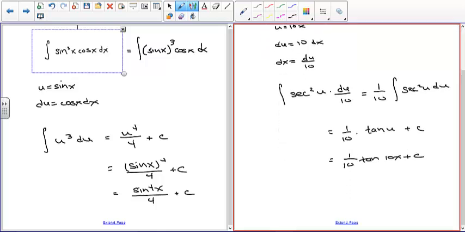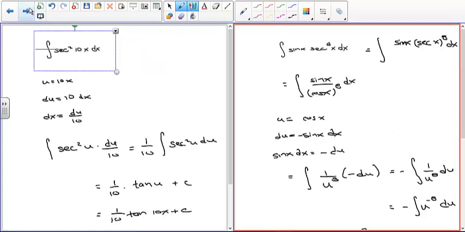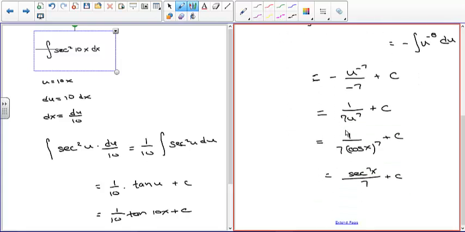Then we get 1/10 the tangent of 10x plus c. U is the cosine of x here, so you get 1 over 7 times the cosine of x to the 7th. And I rewrote this as the cosine is 1 over the secant, or the secant is 1 over the cosine, so I moved that to the denominator.